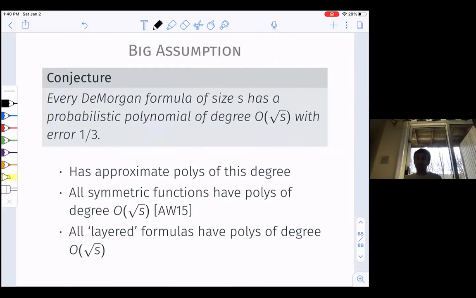Also, all De Morgan formulas that are layered, like AND of ORs of ANDs of ORs of ANDs of ORs, do have probabilistic polynomials of degree square root of s. Those are the main reasons why we believe this may hold for all De Morgan formulas. And from now on, let's use this conjecture to prove our main result.